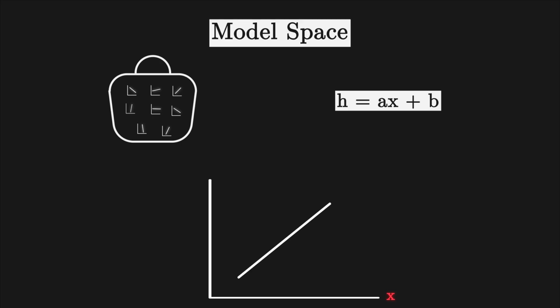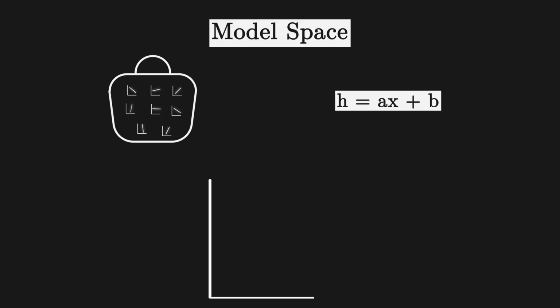The variables here are a and b. Vary the a to change the slope. Vary the b to change the intercept. Each variation is a model that exists in our model space. Let's see how we can instruct the machines to find the best one.